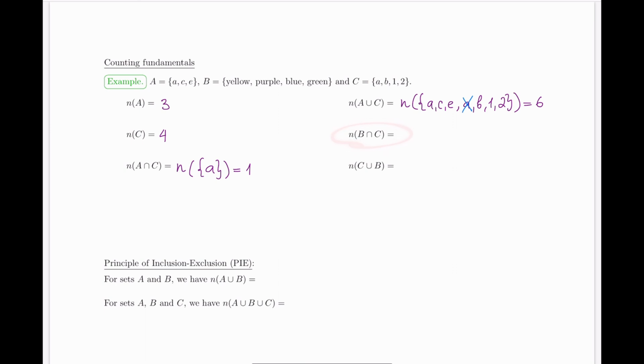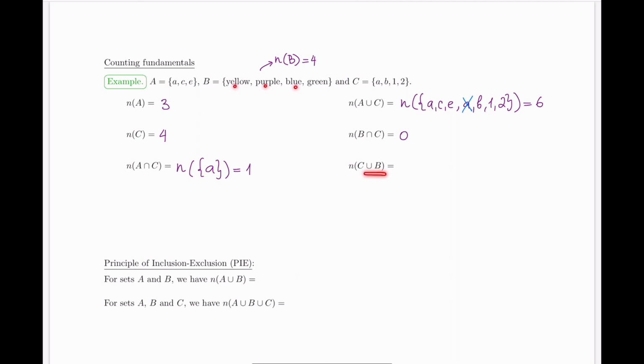Now, how about the number of elements in the intersection of B and C? Here this is my set B and this is my set C. They have nothing in common, so the number of elements in common is going to be 0. What now about the number of elements in the union of C and B? Notice that the number of elements in B is 4, so let's write that out. So what do I have for my union?